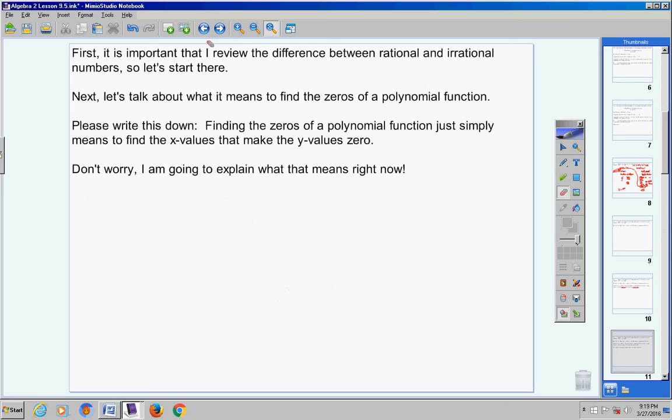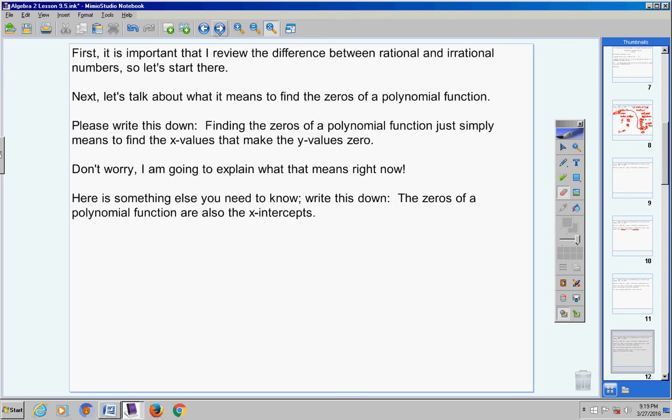Now, there's something else I want you to write down, okay? Write this down. The zeros of a polynomial function are also the x-intercepts. Got it? The zeros of a polynomial function are also the x-intercepts. Write that down, please. The zeros of the polynomial function are also x-intercepts.